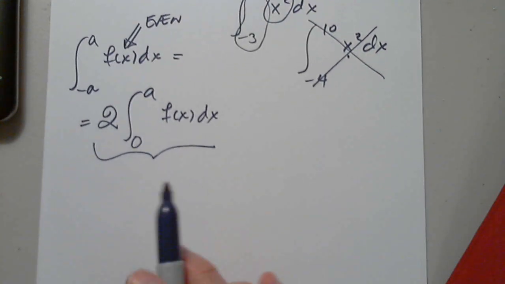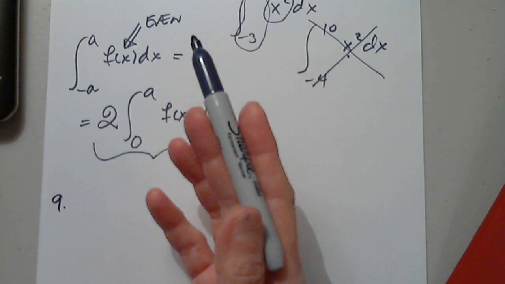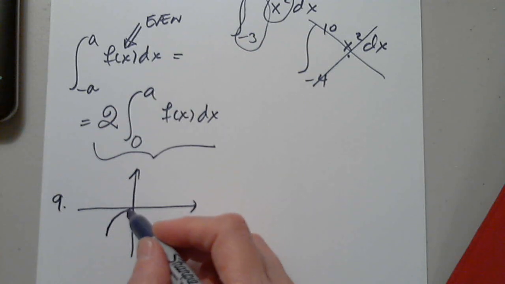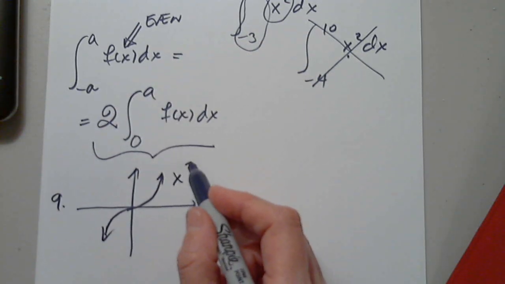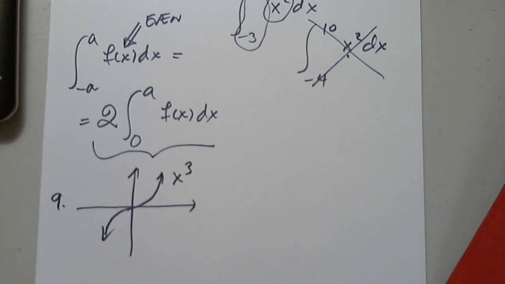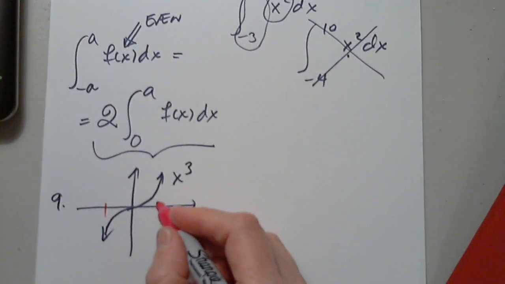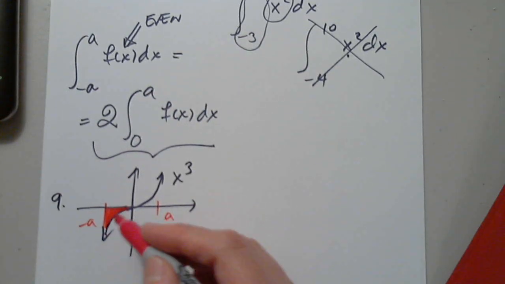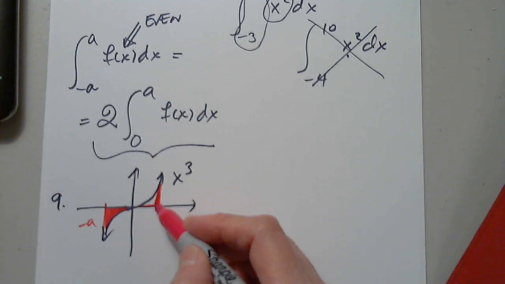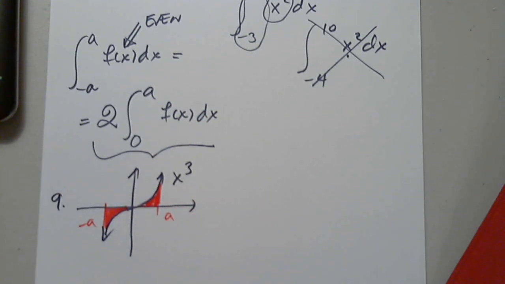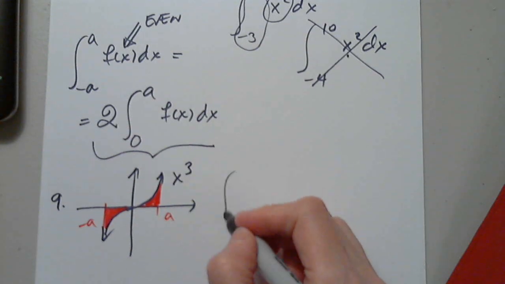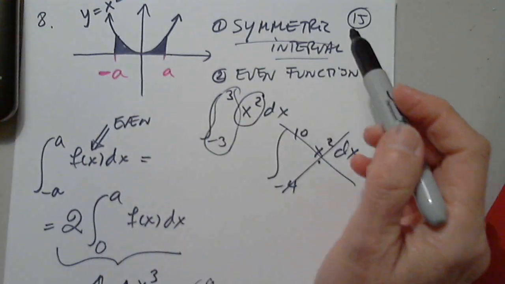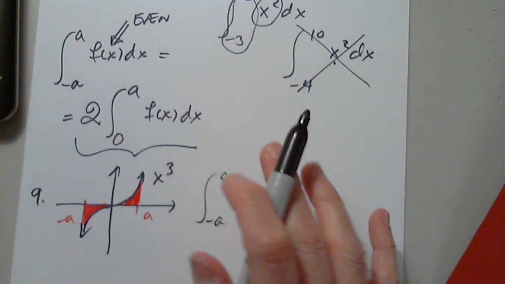Now, property number 9, same thing but when the function is odd. Here's an odd function, like x cubed is an odd function. Here is a symmetric interval between negative a and a. So now let's see what will be in this situation. The integral from negative a to a of f of x dx. Both conditions are fulfilled. Symmetric interval, but the function is odd.